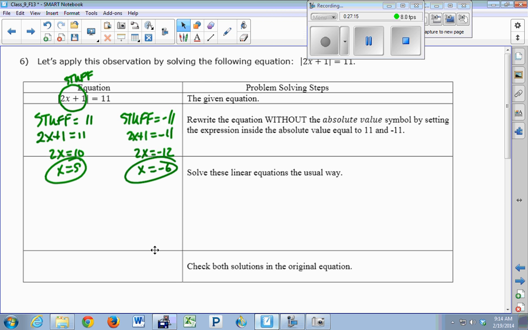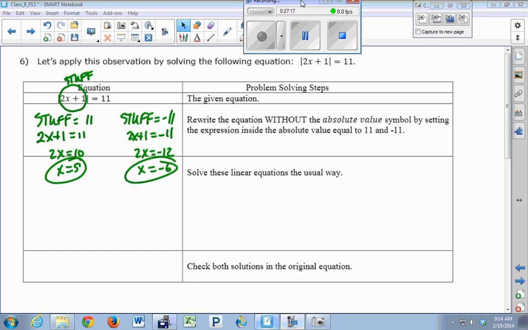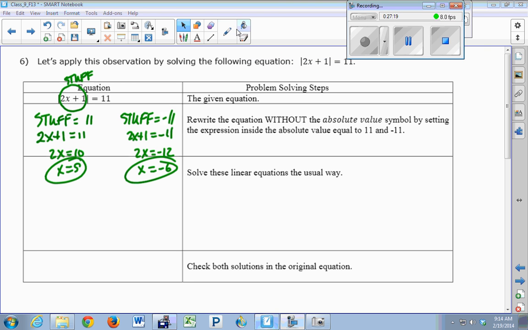2x plus 1 is, don't you have it right there on your paper? Oh, you don't have your lecture notes with you today, either one of you. Oh, okay.